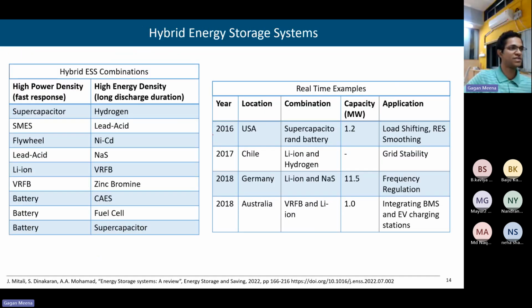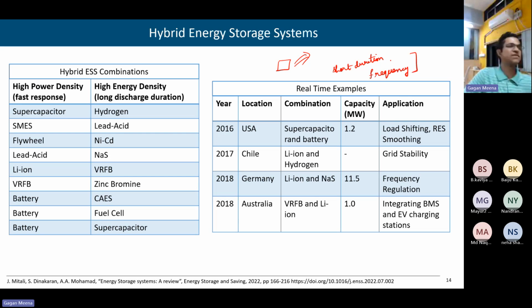These are the hybrid energy storage systems. Let's say we have a battery and we want to provide primary response services, primary frequency regulation services. For that, we know that this service is provided for a very short duration and it is a very frequent service. So short duration plus frequent.